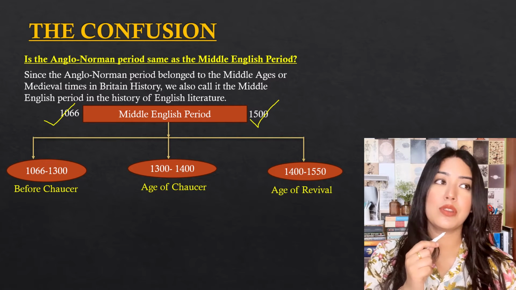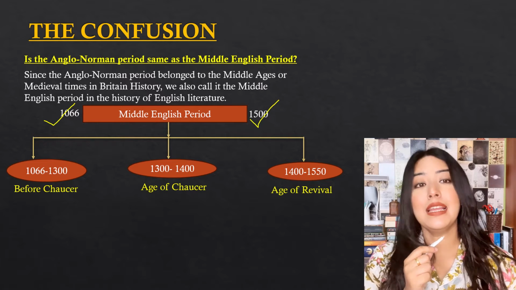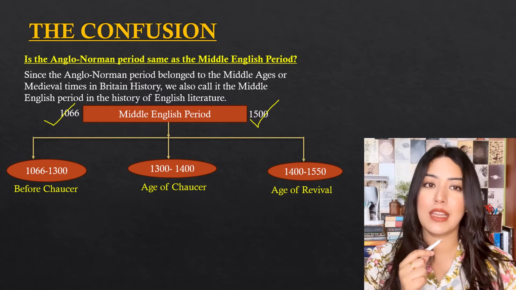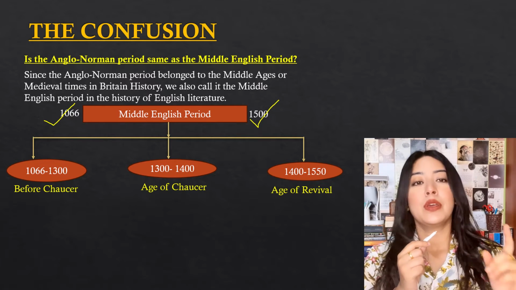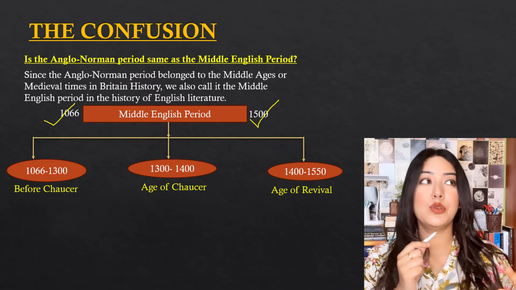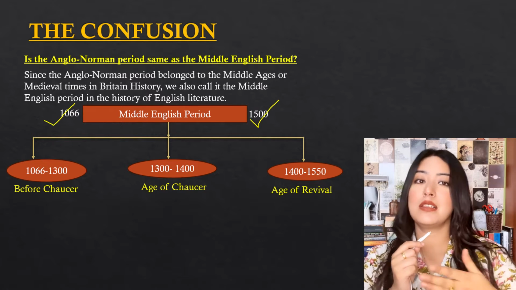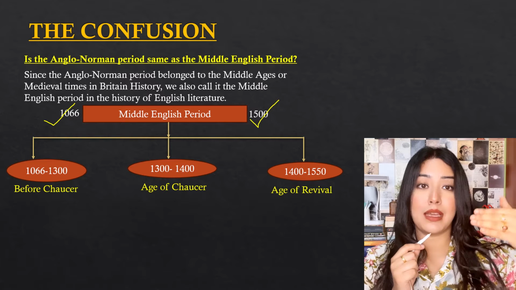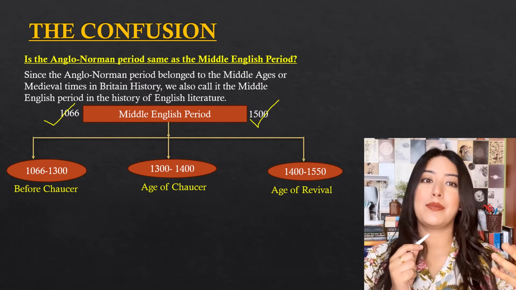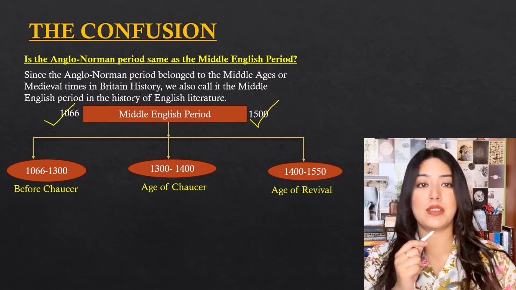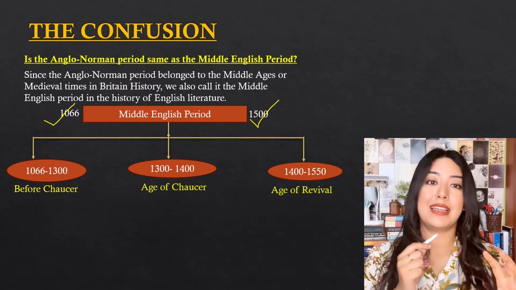So when we refer to the Anglo-Norman period as the Middle English period, it has to do with the cultural and linguistic context. I will explain everything in detail so that the concept is clear to you. In 1066 AD, the Norman conquest happens. Normans find their way into England, and a new cultural and linguistic influence makes its way into the English way of life and the English language. Then, as centuries pass by, we have Chaucer coming in, weaving his magic. And after Chaucer, we have the Age of Revival. All of these three periods taken together form the Middle English period.